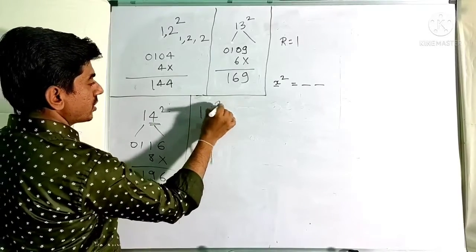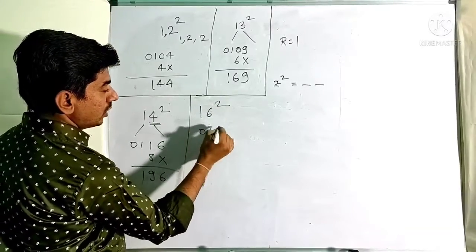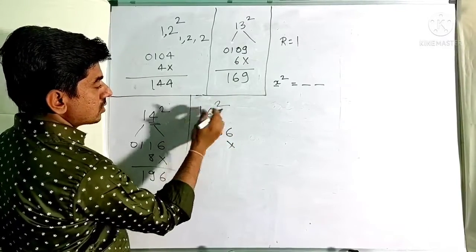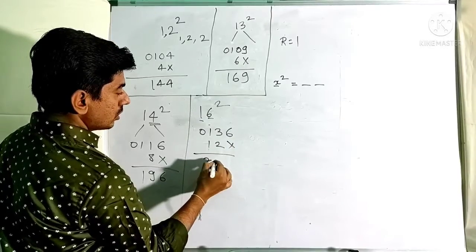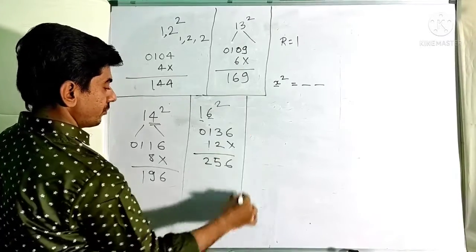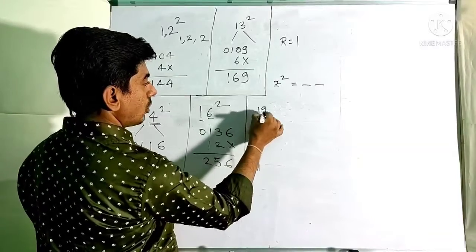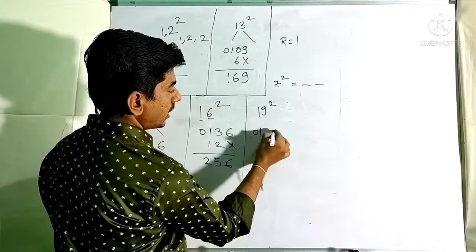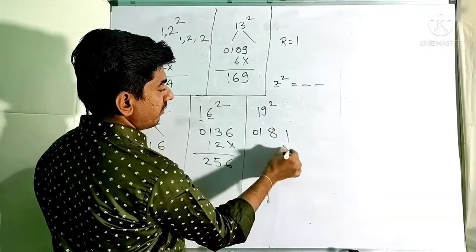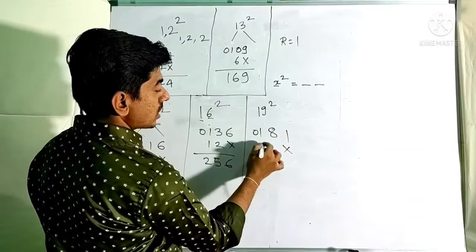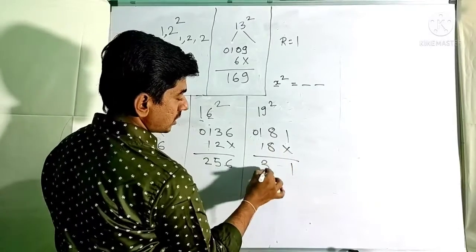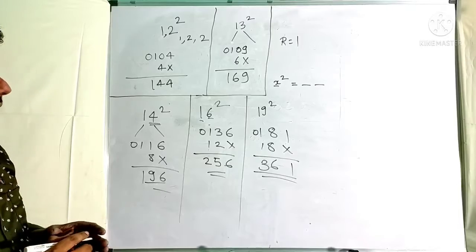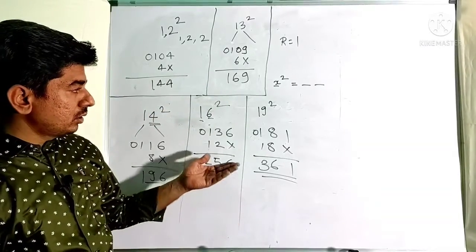Next example will be 16 square. 0 1, here 36. Leave 1 place. 6 1s are 6, 6 twos are 12. The answer is 256. Next and final on the basic numbers, 19 square. 19, 0 1 here, 9 9s are 81 here. Leave 1 place. 9 1s are 9, 9 2s are 18. Here 1, 18 2s are 36, that is the answer. These are right answers because I know the squares from 11 to 20.